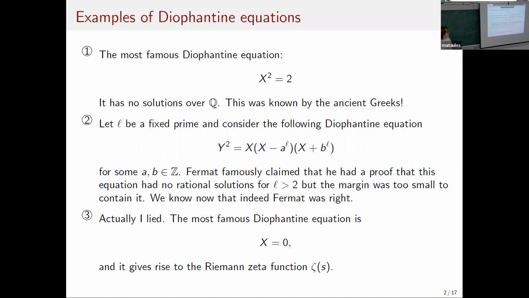And personally, I like the most famous equation, the second one, the most famous equation we know: x equals 0. This equation gives rise to the Riemann zeta function, which is a really strange thing to say, but we will see that in a couple of slides. Of course, I cannot do a number theory talk without talking about modularity or Fermat's theorem, and without talking about the Riemann zeta function. So here they are.